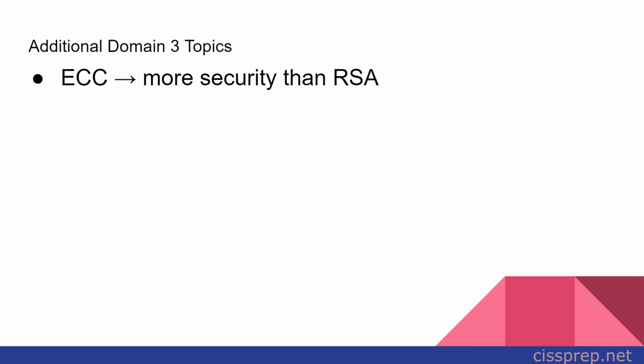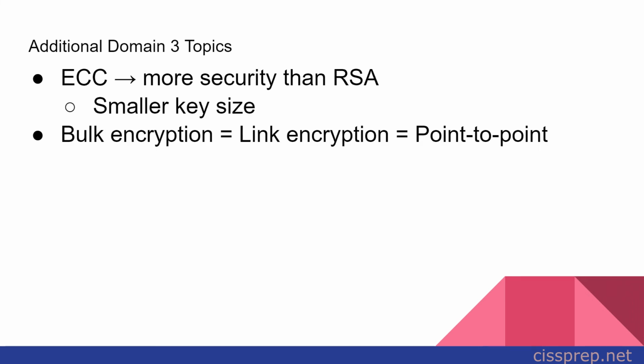Moving along to some more random tidbits that they've added. A little bit of an expansion on elliptical curve. Basically, it provides more security than RSA with a smaller key. We have something called bulk encryption, and this is the same as link encryption from domain 2 and domain 3 actually. They mention it in both. And this is also called point-to-point. So bulk, link, and point-to-point are all the same thing.